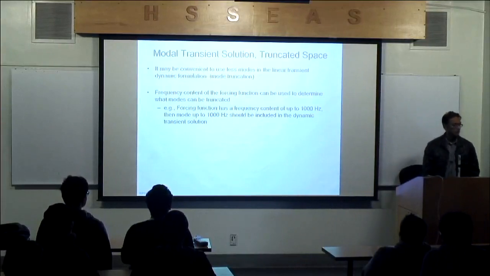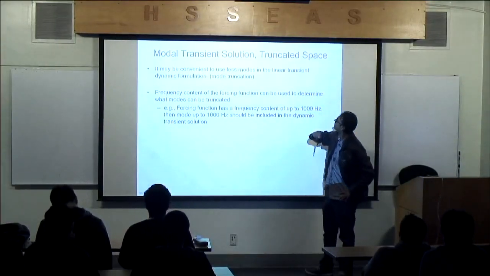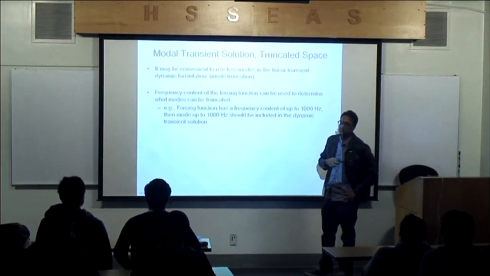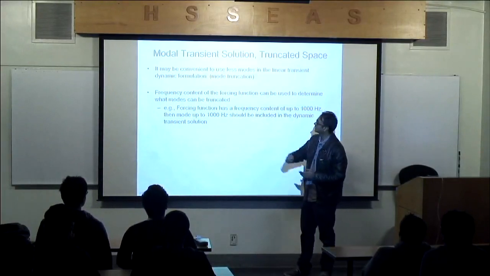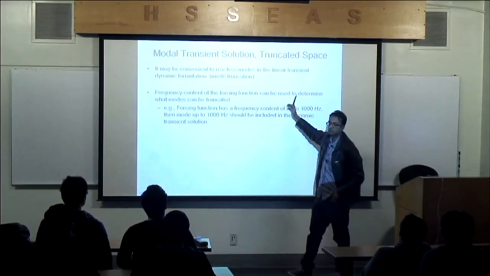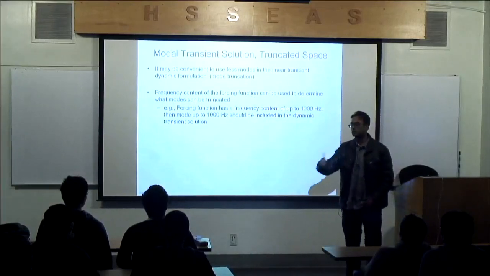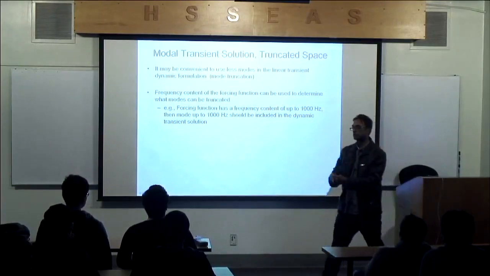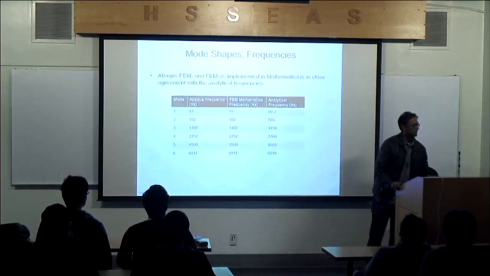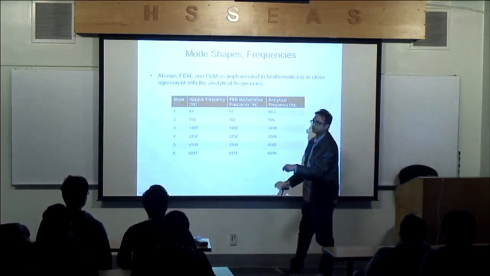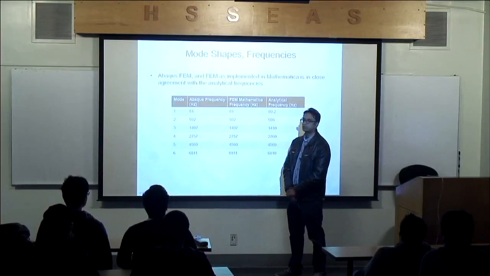Okay. So that's what I'm talking about here, truncated space. It may be convenient to use fewer modes in a linear dynamic formulation. We call this mode truncation. I can use fewer of them. The frequency content of the forcing function can be used to determine what modes can be truncated. So again, if I have forcing functions that go only up to 100 hertz, maybe what I want to do is only go up to 150 hertz. So for example, let's go back to this example. Say that the frequency content of my forcing function is not greater than 100 hertz.